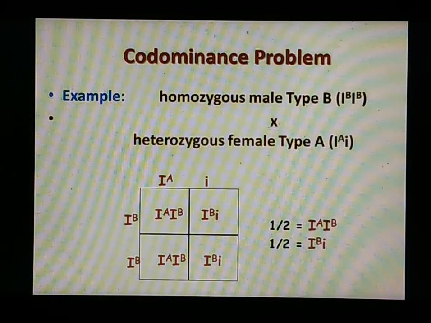Another example we can take is a homozygous male parent having B blood group, so IB, crossed with a heterozygous female having A blood group, so definitely IA, small i. When we find the offspring, we will see again that there is AB blood group. Half the number of offspring have AB blood group and half have B blood group. So again here AB resembles both the parents.